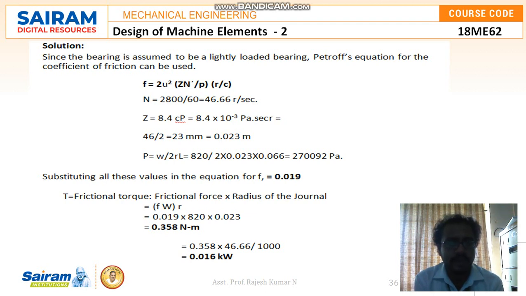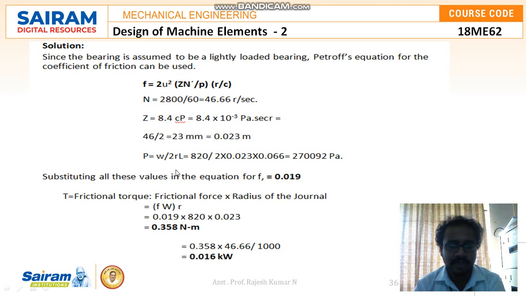So N is equal to 2800 divided by 60, which is equal to 46.66 revolutions per second, and Z is equal to 8.4 centipoise, in terms of Pascal seconds, it is 8.4 × 10^-3 Pascal seconds. R is 46 by 2, which is equal to 23 mm, in terms of meter, 0.023 m, and P is equal to W by 2RL. So W is 820, R is 0.023, which we calculated, and L is 0.066.